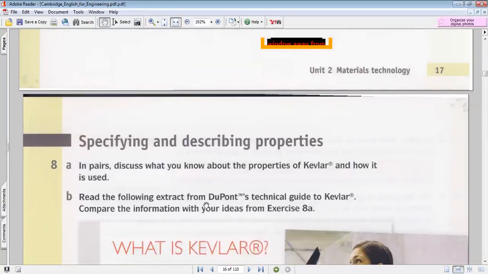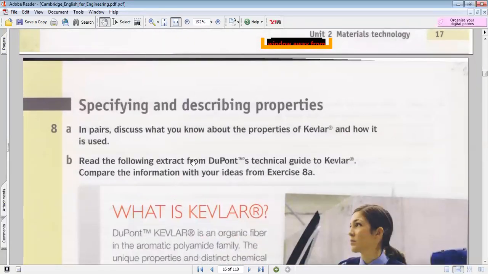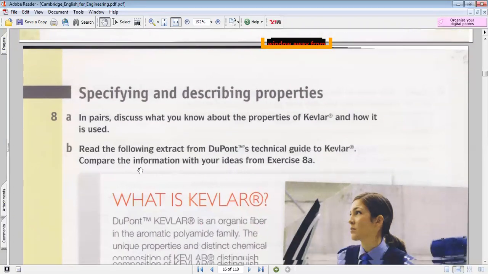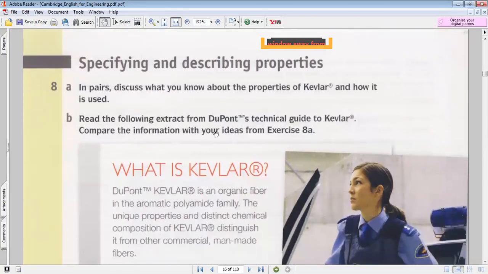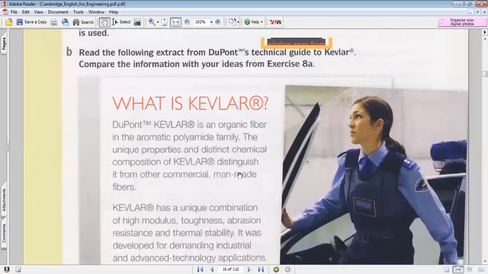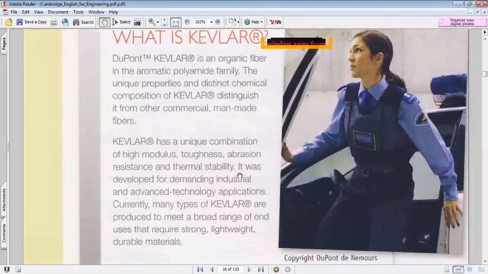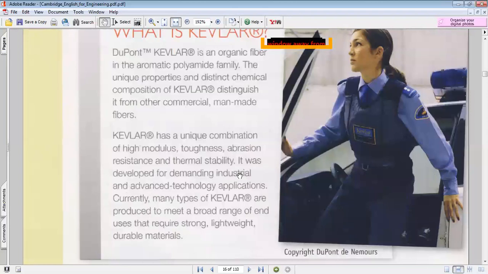Specifying and describing properties. In pairs, discuss what you know about the properties of Kevlar and how it is used. Read the following extract from DuPont's technical guide to Kevlar. Compare the information with your ideas from exercise A8. So we are going to read what is Kevlar. Shall I read for you? Yes, I read the article for you.